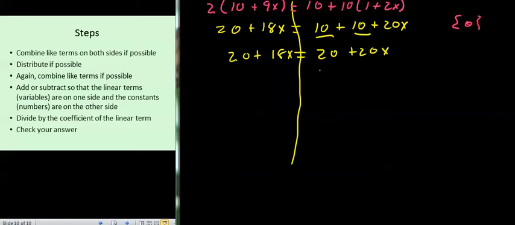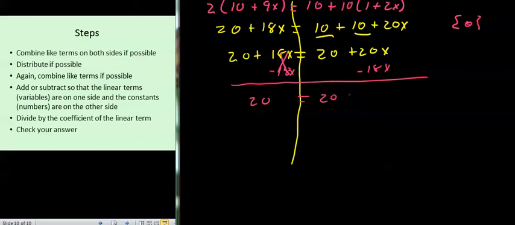I want to add or subtract. Well, I want my coefficient, the number in front of x, to be positive. So I'm going to subtract 18x from both sides. And I get 20, these cancel, equals 20 plus 2x. 20 minus 18 gives me a positive 2. Had I subtracted 20, I'd have a negative 2x. And I just like my coefficient positive. This is the coefficient. Positive 2 is the coefficient.